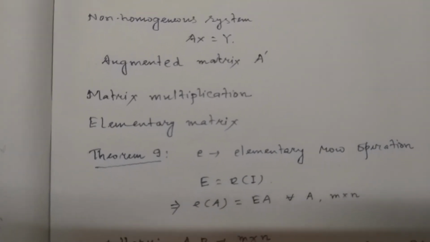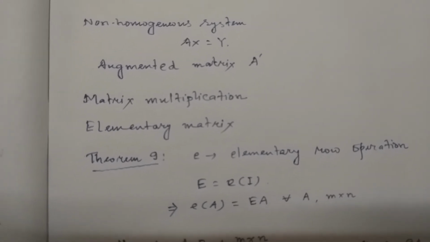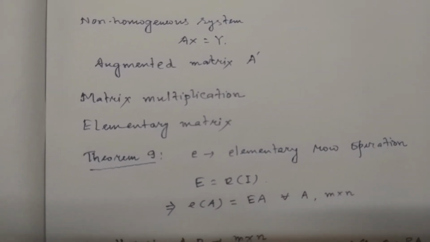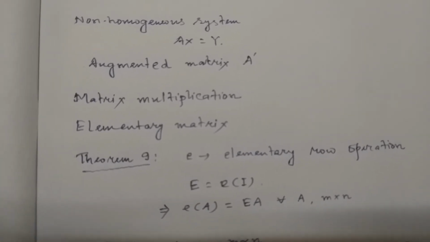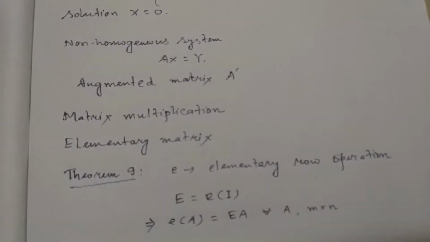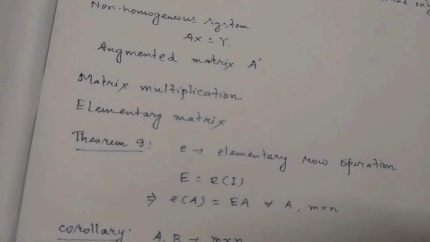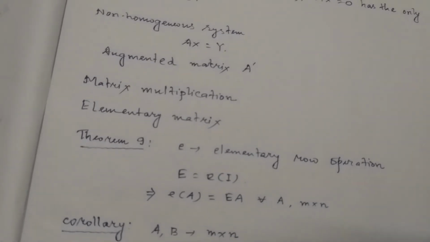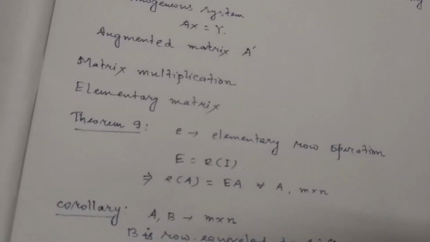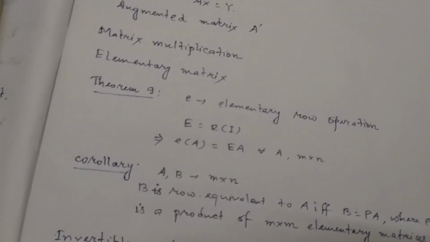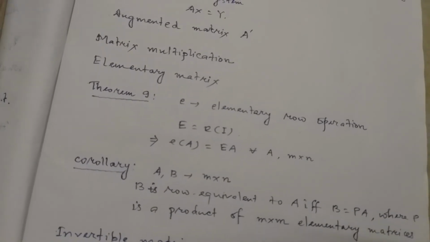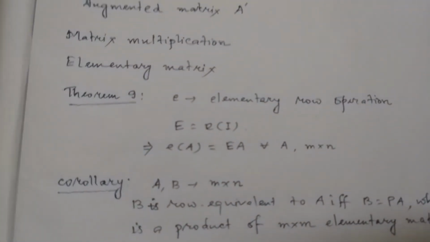What is a non-homogeneous system? Ax = y. If the right hand side is not equal to 0, then the system is called a non-homogeneous system. In the case of a non-homogeneous system, we construct the augmented matrix A dash. How do we construct it? We take the whole matrix A, and to the right hand side we add y as an extra column, then we form the augmented matrix.